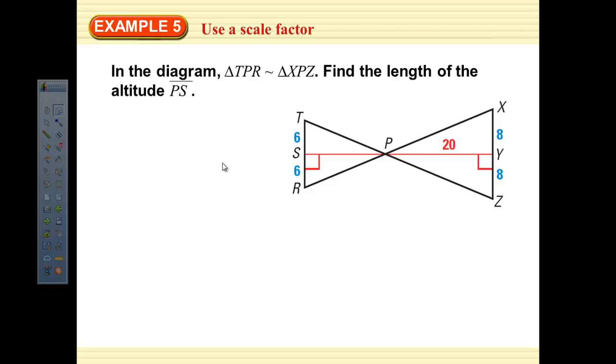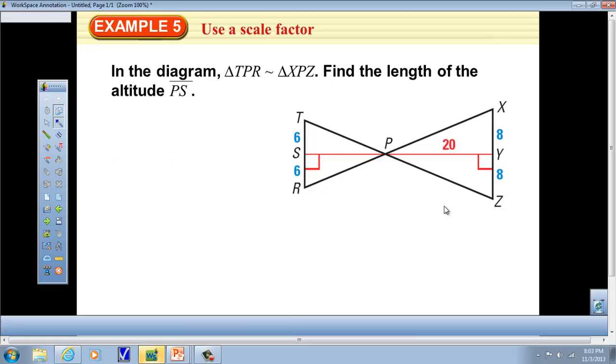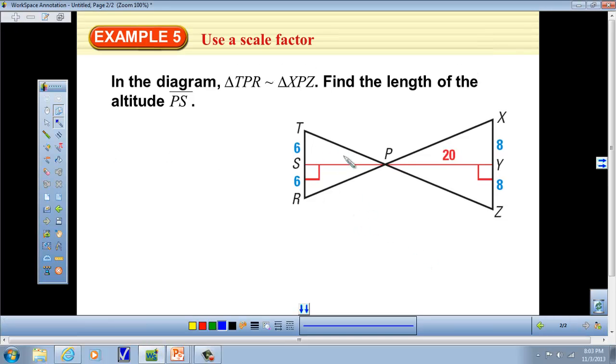Okay, in these final examples, we're going to look at how we can use scale factor with different special segments in a triangle, such as altitudes or medians. If we look at this carefully, we want to find the length of PS. We know that PY is equal to 20, and we know that these two triangles are similar.